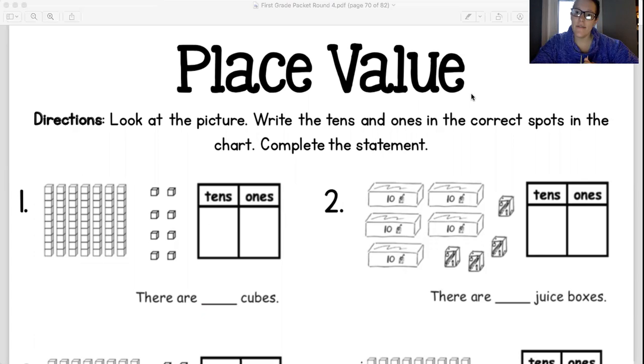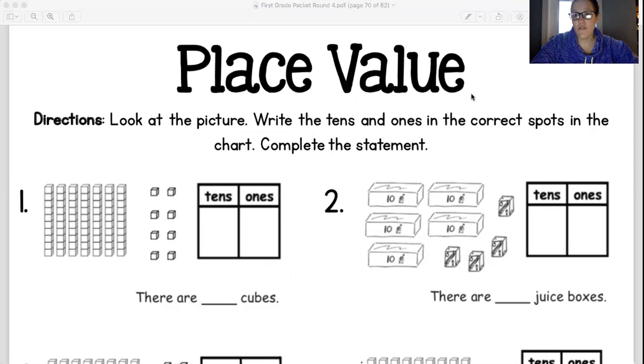Tonight I'm going to show you how to work through the place value page in your packet starting on page 70. If you haven't started yet, I'm going to do a quick review on how to do this, and then I want you to pause the video and try the first two on your own. Once you have those done, come back and we'll work through them together. Then you'll pause it again, do the next two, and we'll check it, pause it, do the next two, and that's how we're going to go throughout this worksheet.